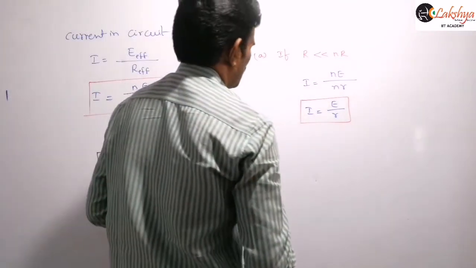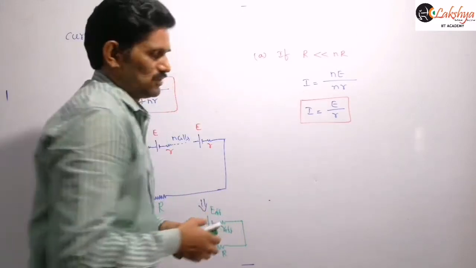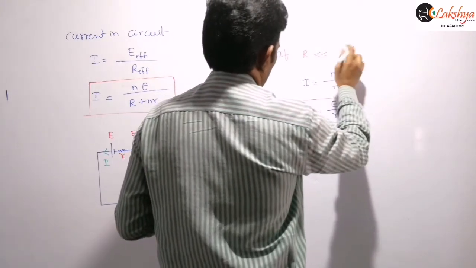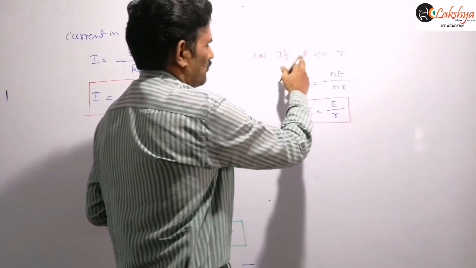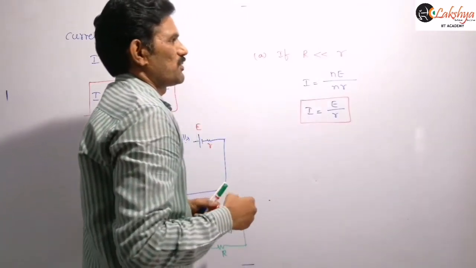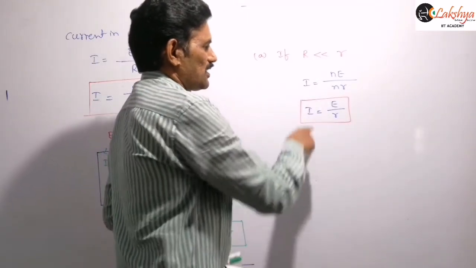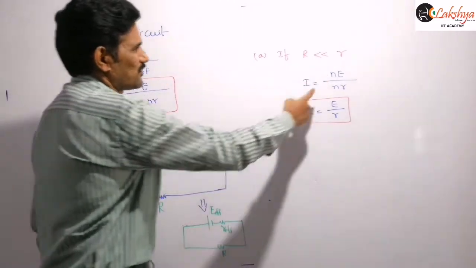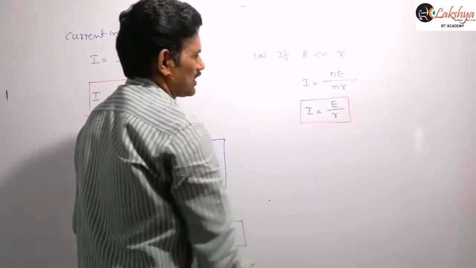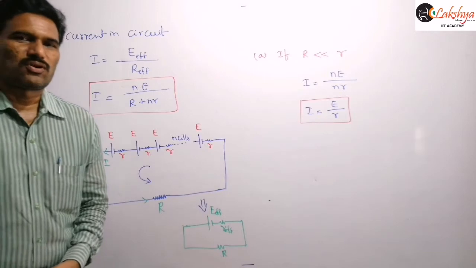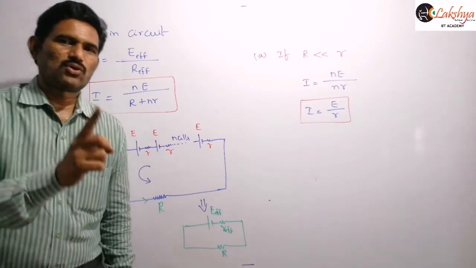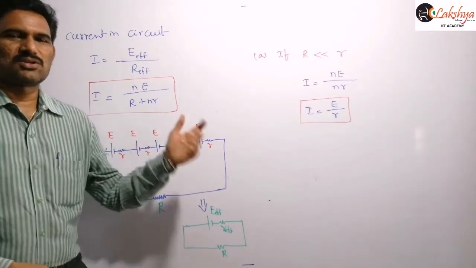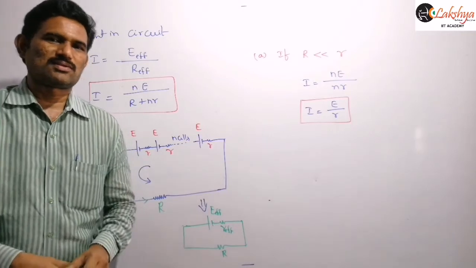Sorry, this is n into small r we need to consider here. When external resistance is very small when compared to internal resistance, then n into this R value is negligible. When R value is negligible, then we can write nE by nr, which is nothing but E by r. So that indicates that when n number of cells are connected, or if only one cell is connected, the same amount of current is flowing through that circuit, right? That means the current flowing through the circuit is independent of the number of cells here.